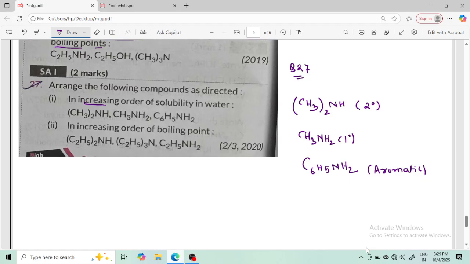Here also they are asking it in increasing order. So increasing order means this C6H5NH2 will have the least solubility. Then 1 degree or 2 degree, it will be 2 degree, because 1 degree has 2 hydrogens, so it will be more soluble. So the second molecule is 2 degree, that is CH3 2 times NH, and lastly you have this CH3NH2. So that's the order of solubility.